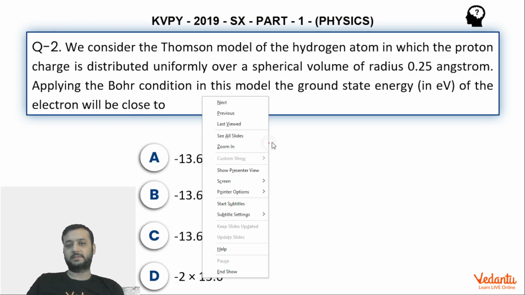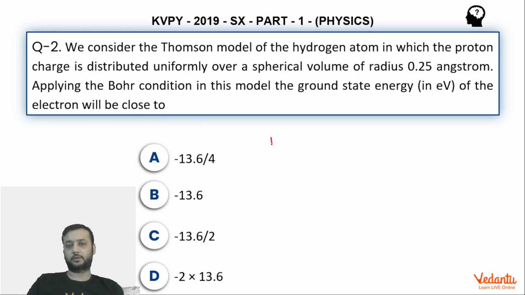So we have a nucleus which has a proton like this, and according to Bohr's model, we can say that the electron revolves around it in a circular orbit. So here we have a point charge and the electron revolves around it in a circular orbit. This is what the hydrogen atom is, correct?